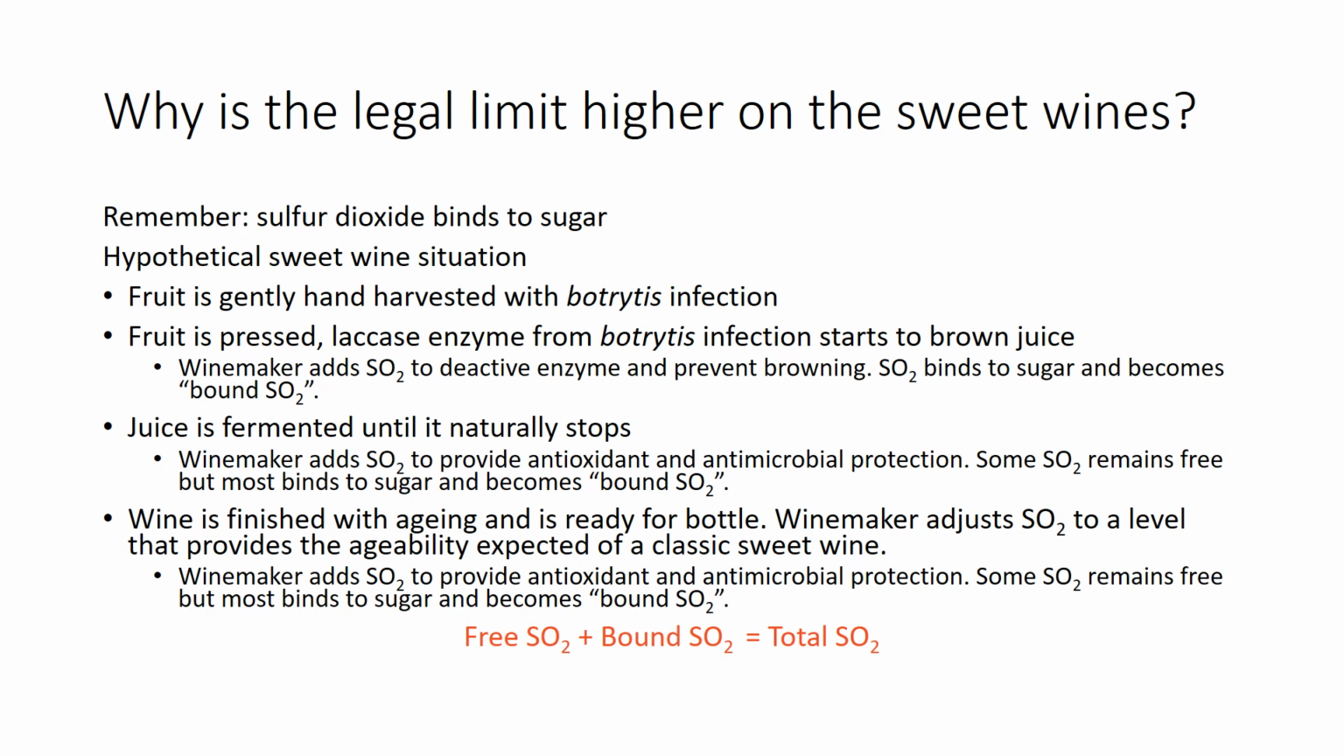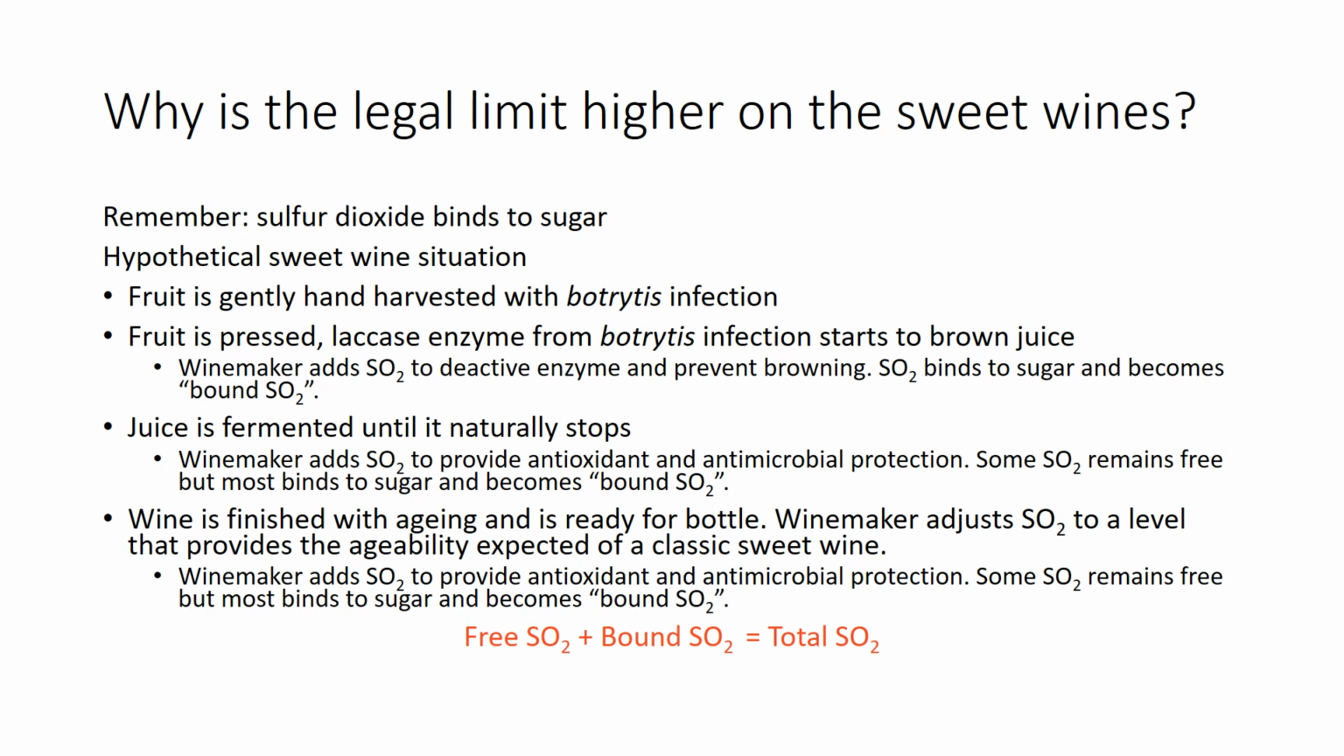So we add a little bit of sulfur dioxide to deactivate that enzyme and prevent the browning, and that sulfur dioxide binds to sugar and becomes bound SO2. That juice is then fermented until it naturally stops, and the winemaker adds sulfur dioxide to provide antioxidant and antimicrobial protection, and some of that sulfur dioxide stays free and does work in the wine, but most of it binds up to that high level of sugar and becomes bound sulfur dioxide.